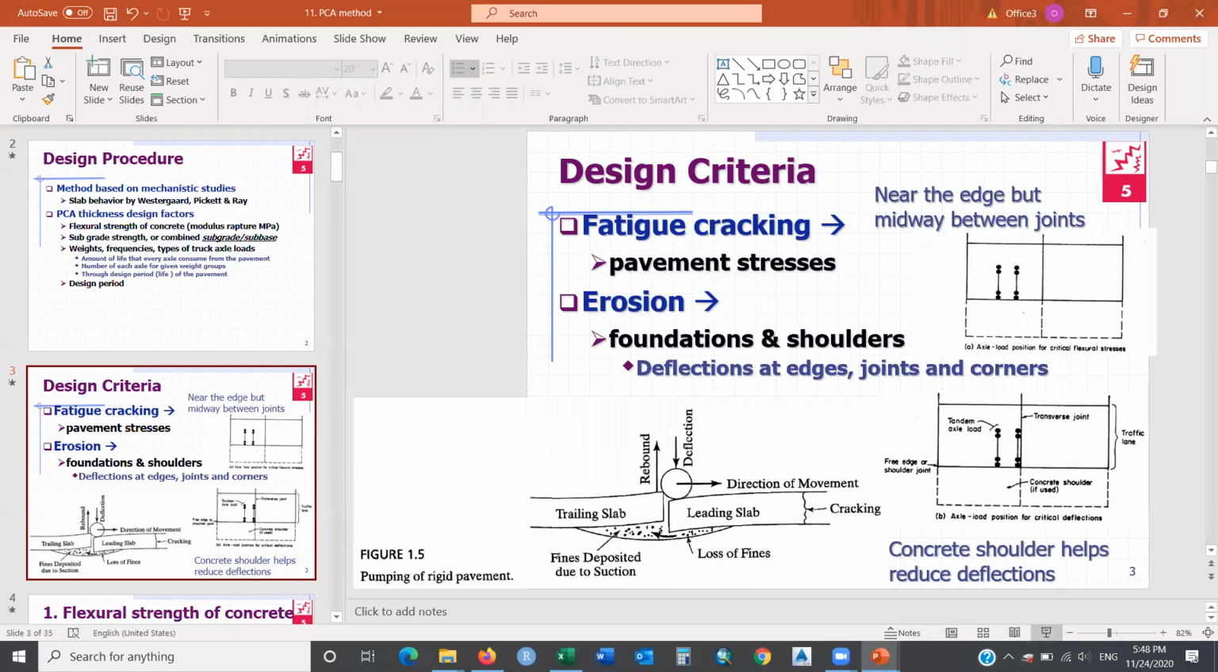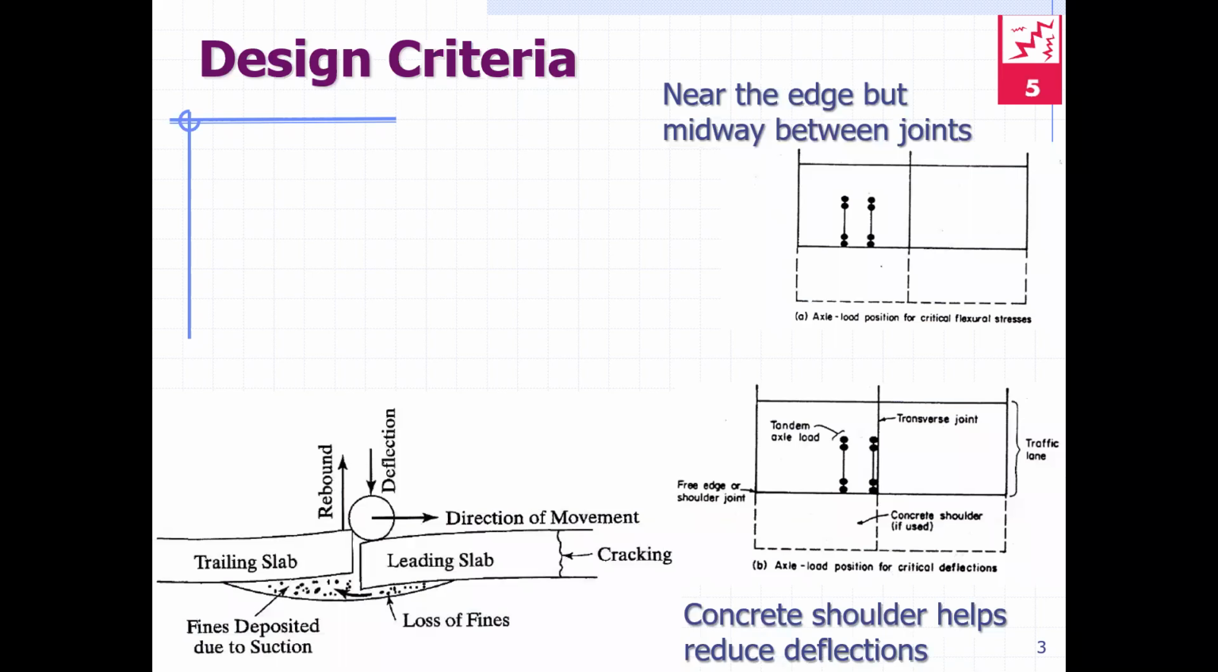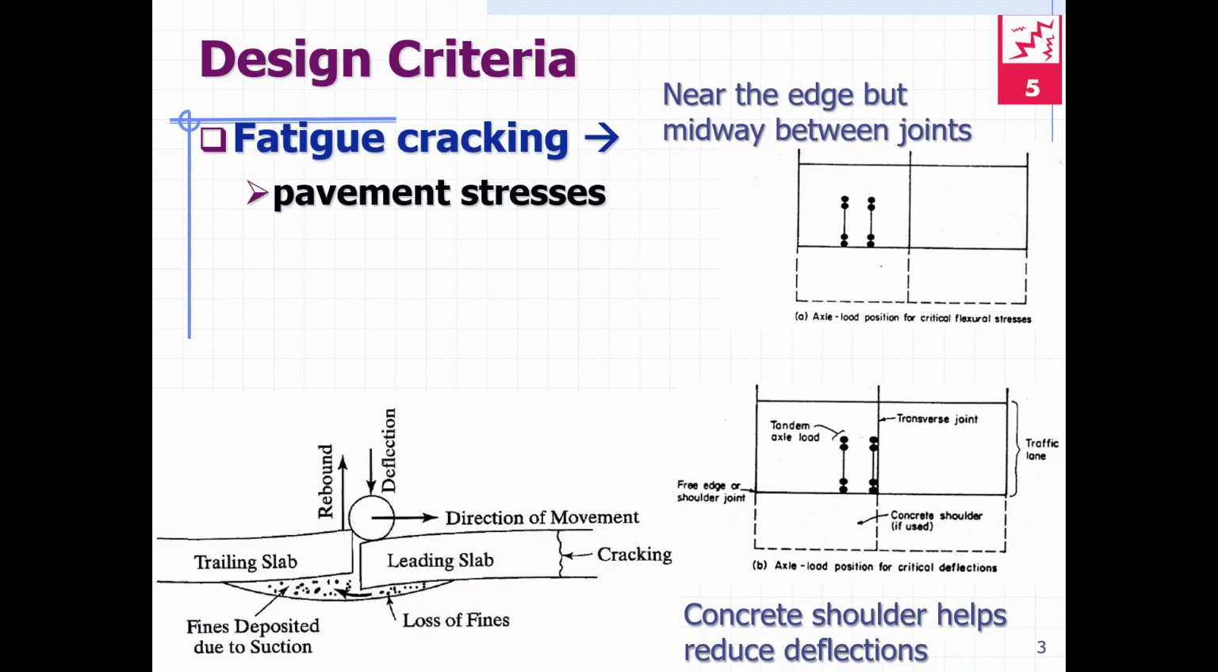Now, this is using the fatigue cracking as one of the two design considerations. And the fatigue cracking happens near the edge, midway between joints. So if you see here, where my pointer is, this will be the joint. Your dowels will be here. And this will be your shoulder. So the fatigue cracking will happen here, halfway between this joint and the next one, and towards the shoulder location. So this is one out of two.